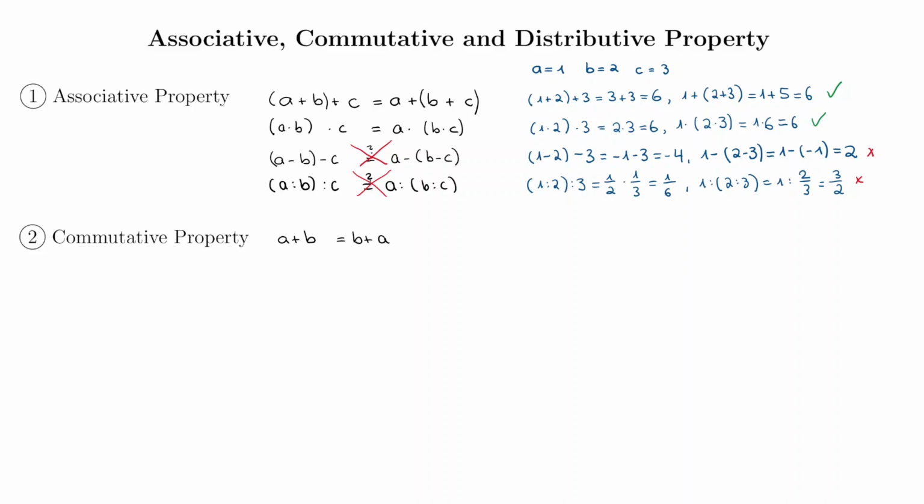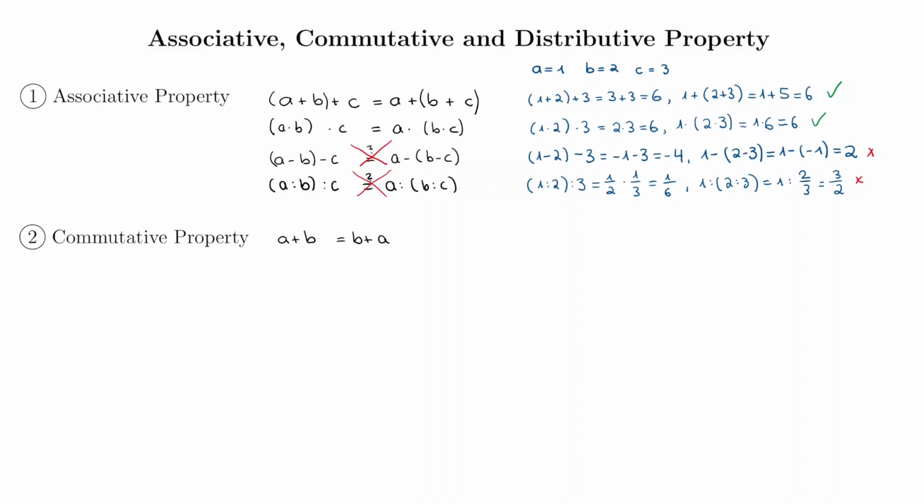But are we allowed to do that? Who says that this is right? And this is actually the commutative property. The commutative property tells us that A plus B is the same as B plus A. So we are allowed to change the order for summation.